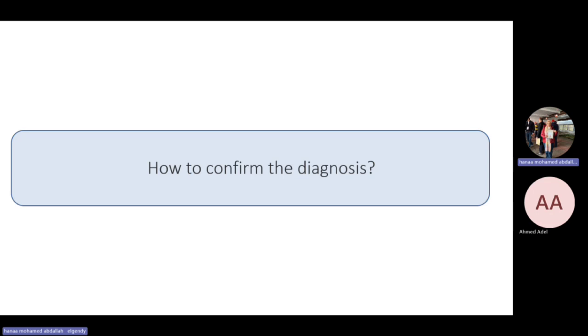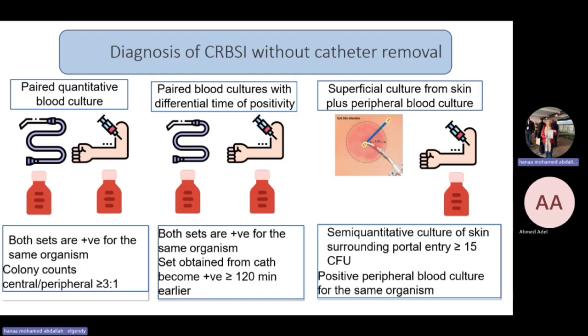Okay, how do we confirm our diagnosis? To confirm the diagnosis, it can be done with or without catheter removal. If without catheter removal, we should have paired quantitative blood cultures. So we take blood culture from the central line or from the catheter and from the peripheral blood.